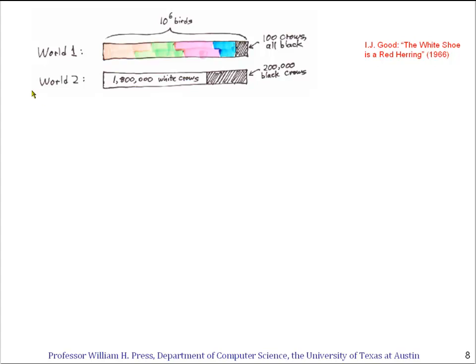Now in the second world, we also have exactly 1 million birds. 200,000 of those birds are black crows, and 1.8 million of them are white crows.